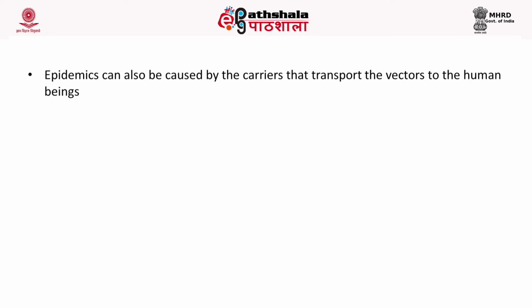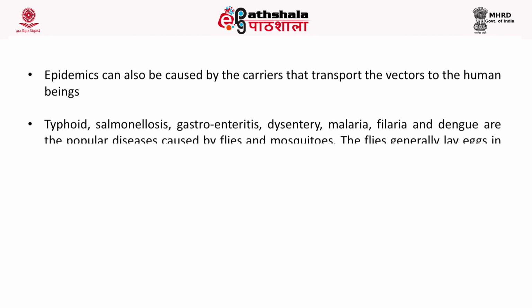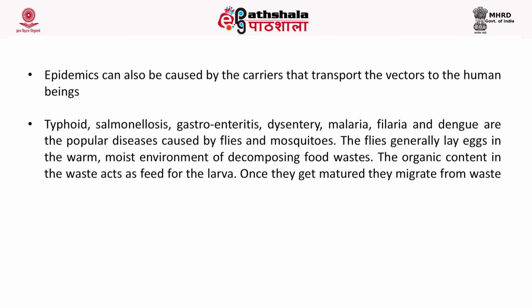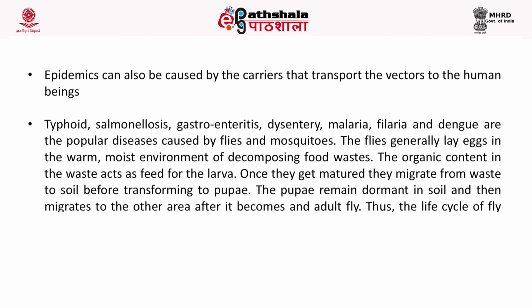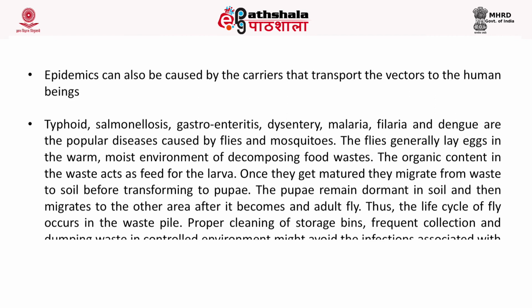Typhoid, salmonellosis, gastroenteritis, dysentery, malaria, filaria and dengue are some of the popular diseases caused by flies and mosquitoes. Generally, this waste acts like an area where an insect completes its life cycle. The flies generally lay eggs in the warm, moist environment of decomposing waste. The organic content serves as food for the larva, and once they mature, they migrate from the waste to the soil before transforming into a pupa. Now, the pupa remains dormant in soil and once again migrates to another area after it becomes an adult fly.